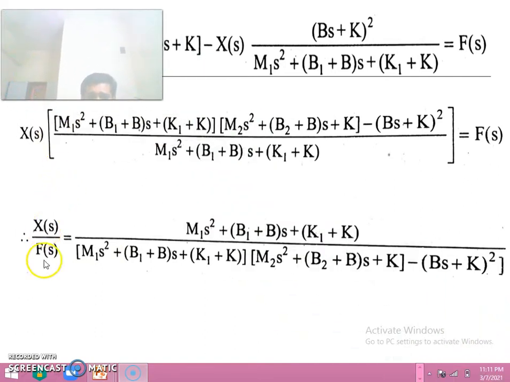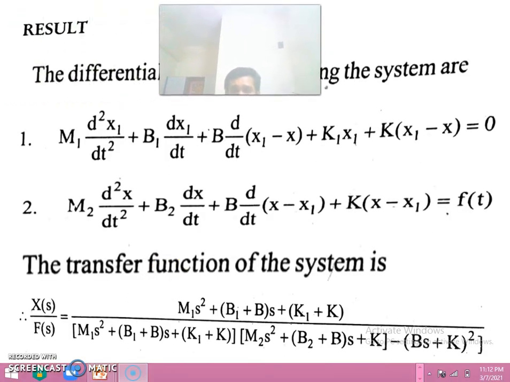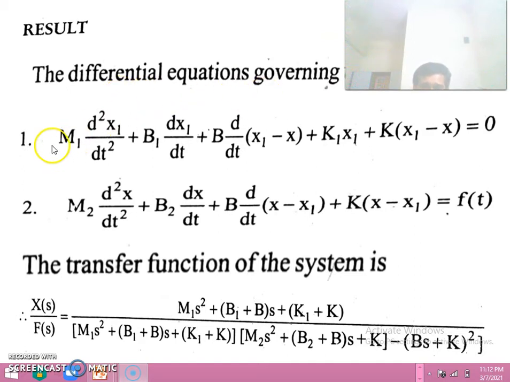We get X of s divided by F of s equal to M1 s square plus b1 plus b into s plus k1 plus k, divided by M1 s square plus b1 plus b into s plus k1 plus k, into M2 s square plus b2 plus b into s plus k, minus bs plus k the whole square. This is the transfer function. Finally we write the result: first the two differential equations we got for mass M1 and mass M2, and after that the transfer function. So we have completed the problem.